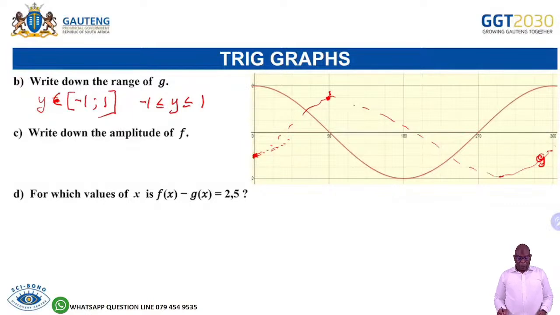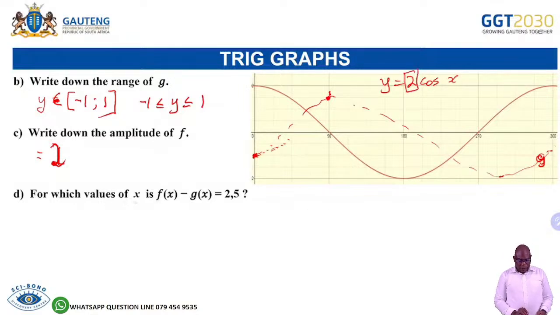What is the amplitude of that graph? The amplitude will be 1. As simple as that. Oh, sorry, the amplitude of the cos graph will be 2. Remember, it was y equals 2 cos x. So the amplitude of that graph will be 2.